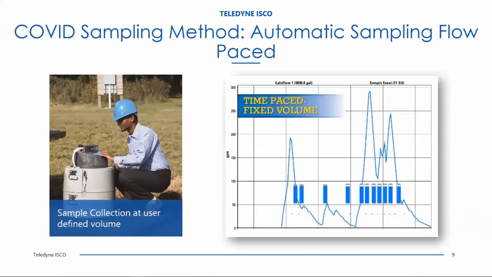Another method involves flow pacing. To flow pace a sampler, obviously there is a need for a flow meter that will provide volume-based information for that sampler so that it may determine when to collect a sample. The graph you see there on the right, you can see that the sample intensities are greater when the flow rate is higher and lower when there is less flow in the channel being monitored.